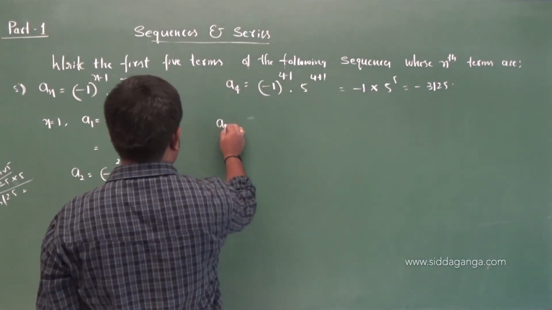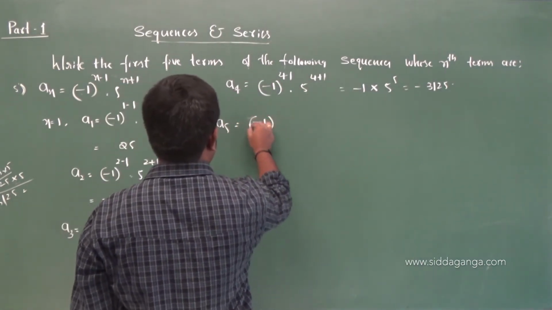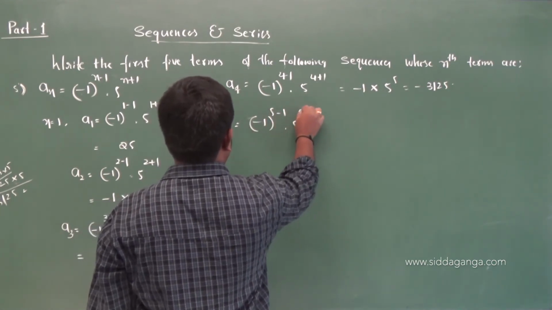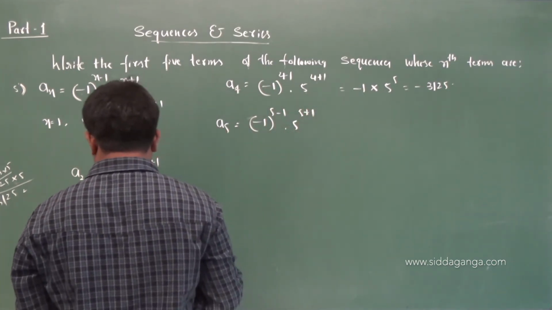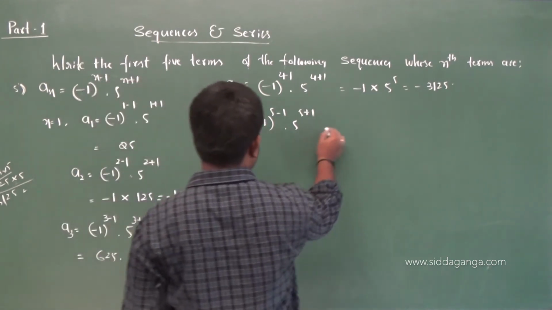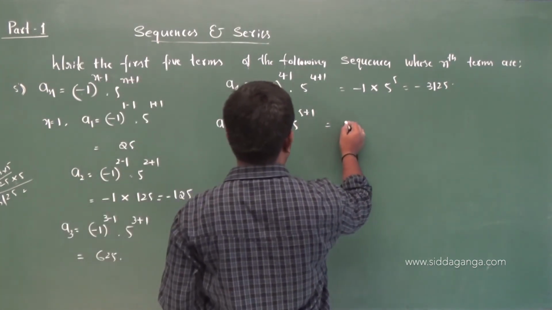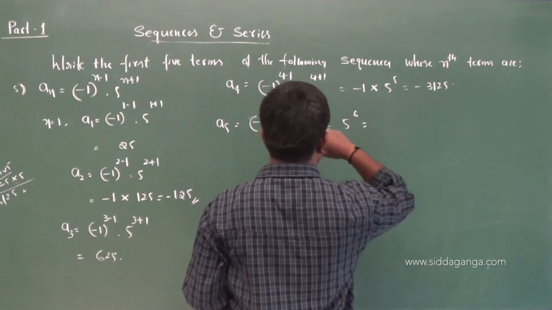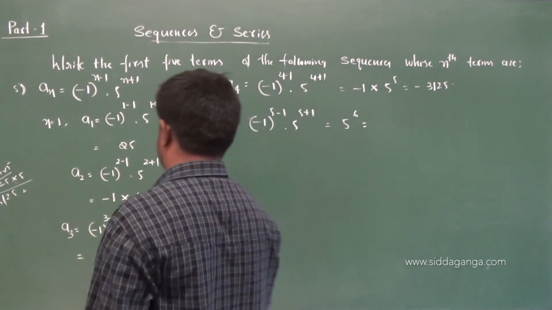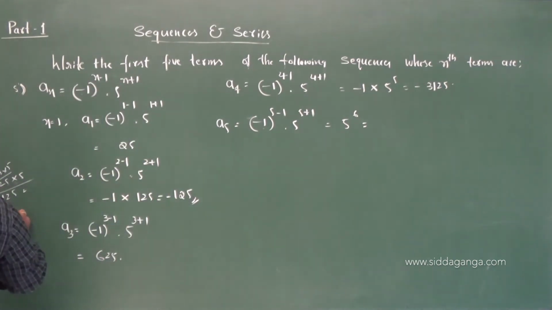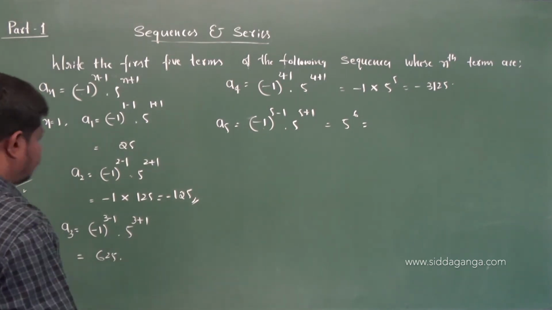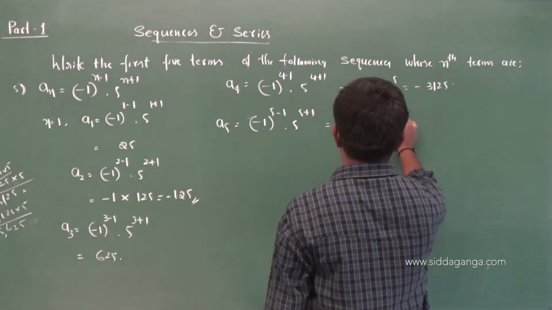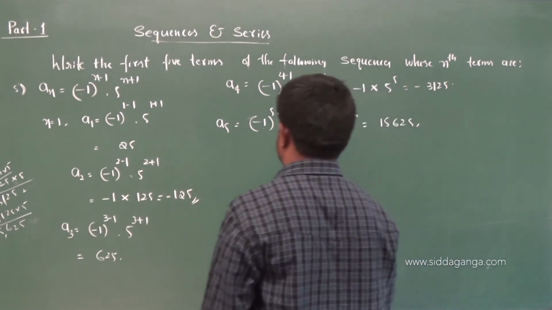And a5, the fifth term, is minus 1 power of 5 minus 1 into 5 power of 5 plus 1. So minus 1 power of 4 you get plus 1 into 5 power of 6. 5 power of 6 is 3125 into 5, right? So 15625. So this is the fifth term of the sequence.